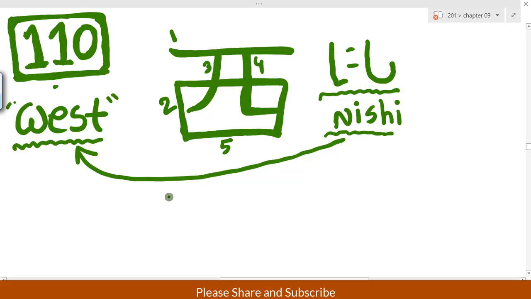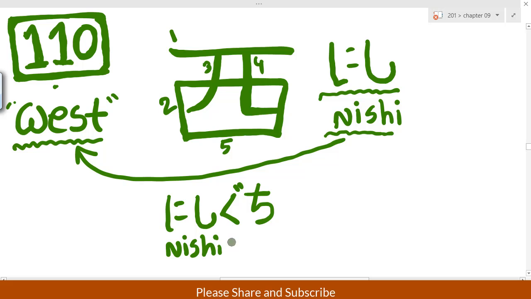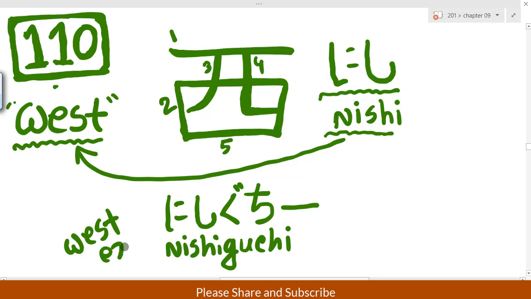So here is one word as a common example. Nishiguchi. Ni, shi, gu, chi. So this is called nishiguchi. That means ni, shi, gu, chi. Nishiguchi. West exit. Nishiguchi. So the kanji nishi.